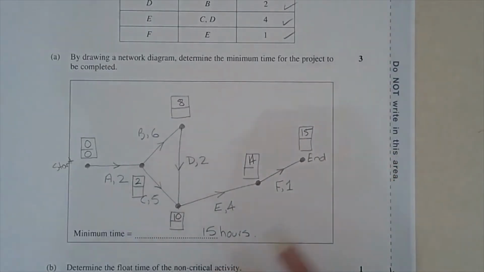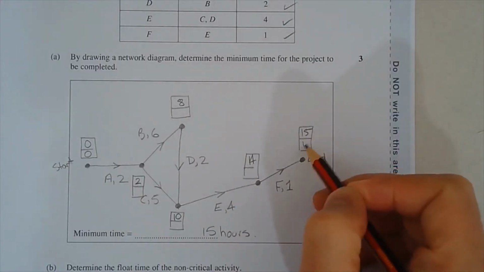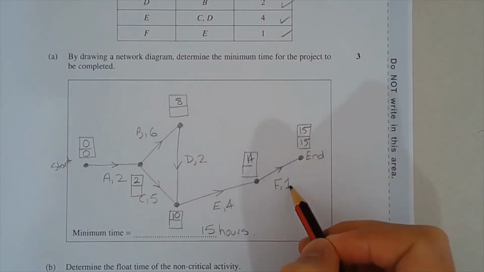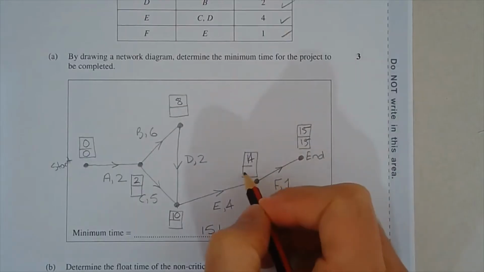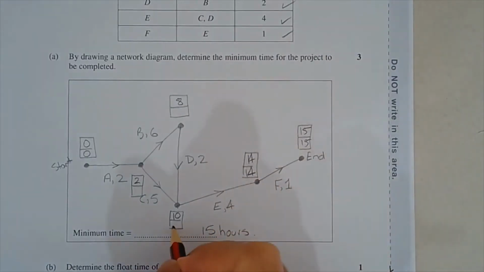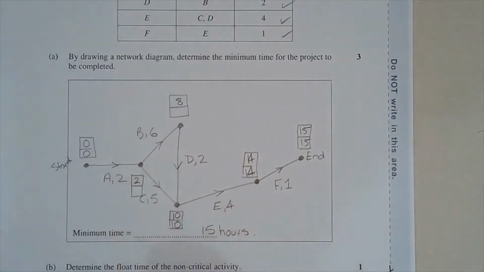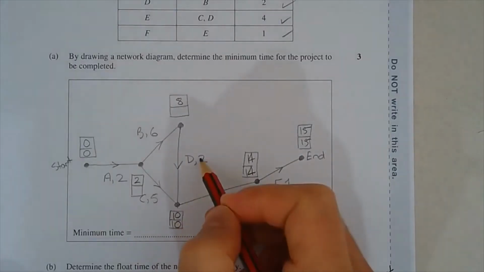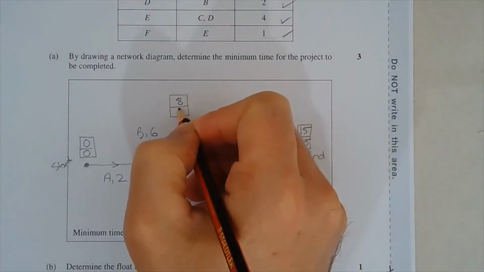Now let's do the backward scanning. So starting from 15, 15 minus 1 is 14. 14 minus 4 is 10, and that makes sense. Now we've got 10 minus 2 is 8.